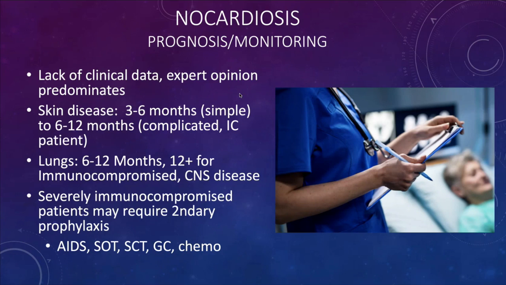But experts agree that for skin disease, you can treat for as little as 3 to 6 months in simple cases, up to 6 to 12 months in complicated disease. Lung disease, 6 to 12 months in immunocompetent patients, but if you have an immunocompromised patient or CNS disease, you may be treating for longer than a year. Severely immunocompromised patients may require secondary prophylaxis, oftentimes with Bactrim, to prevent recurrence. Somebody with a solid organ or bone marrow transplant, patients on extended doses of glucocorticoids, those on extended chemotherapy regimens may require secondary prophylaxis to prevent recurrence. So this can be a very persistent infection that can recur in the most vulnerable or susceptible of patients.